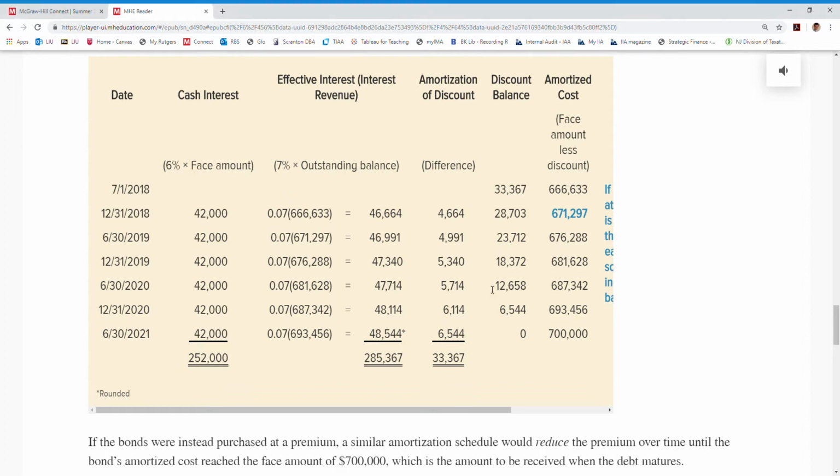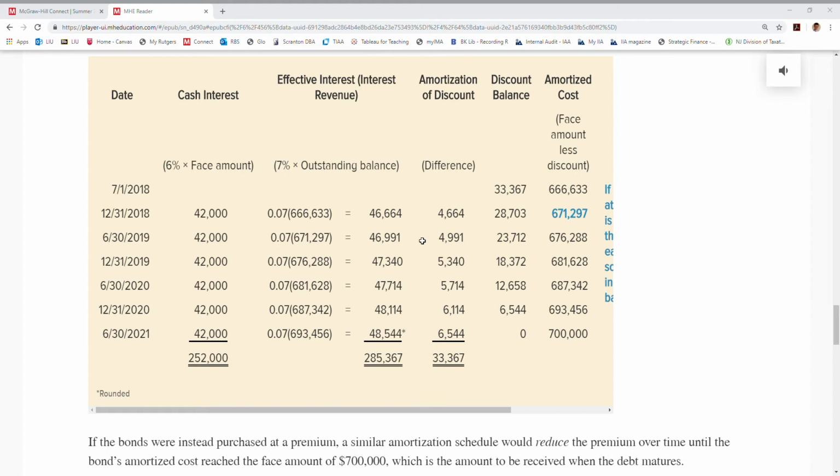What is the effective interest? This is always the carrying amount, which is the present value of future cash flows, times the effective rate of semi-annual interest. It would be 14% annually, 7% semi-annually. And that's how we show it here. This is actually what the interest revenue would be.